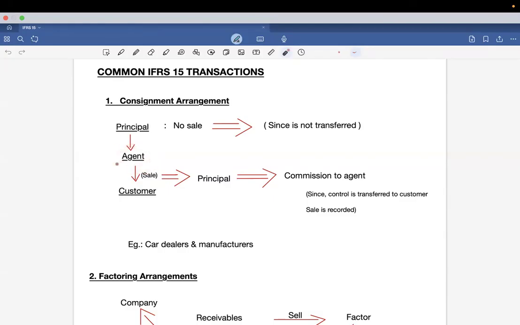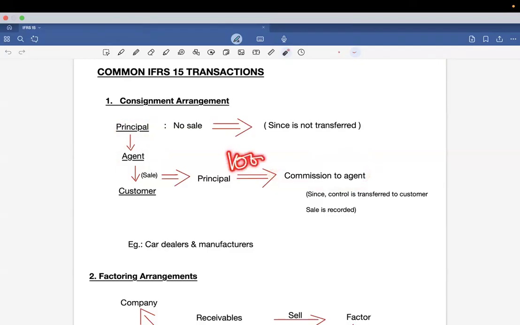Can you please repeat this part? That is, if you are an agent and you have sold the goods on behalf of a principal, whatever amount that you receive, you might be subjected to only a commission, right? Yes. So that commission becomes your sale amount, your revenue. Clear? As an agent. Yes. Okay.